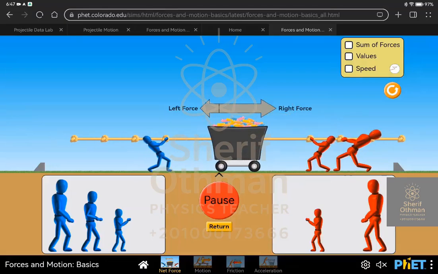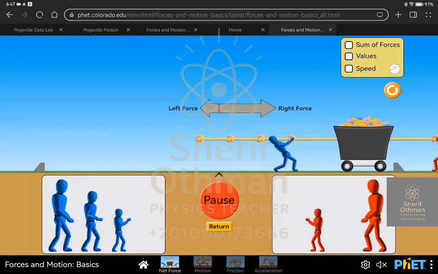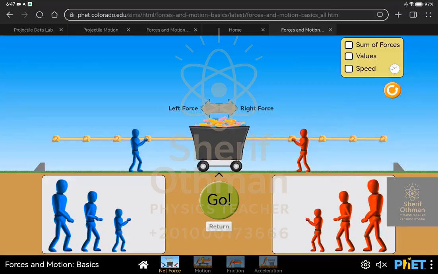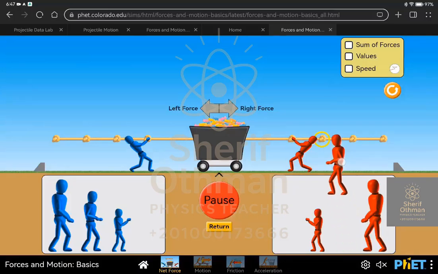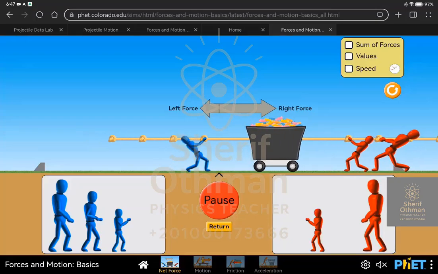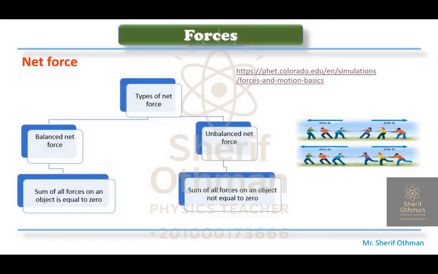If we add a force to the right side, the object will start to move in the direction of the greater force. So we have two types of forces. One of them is when the forces are equal, so the applied force will not make the object move, the net force equals 0. And we have another type, which is unbalanced force, so the object will start to move in the direction of the greater force.